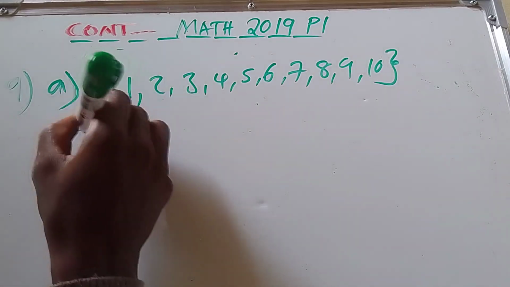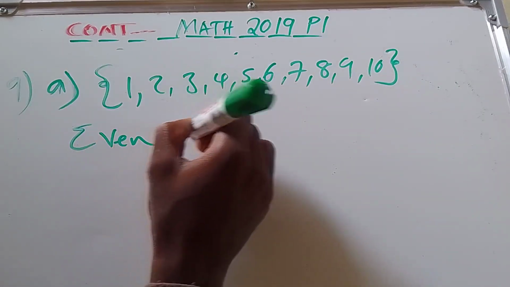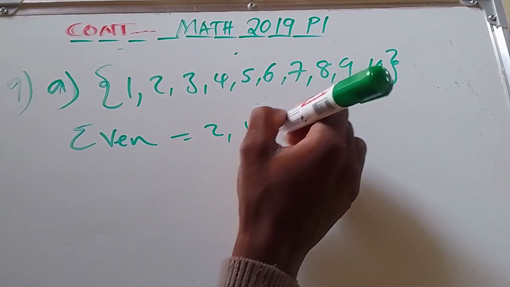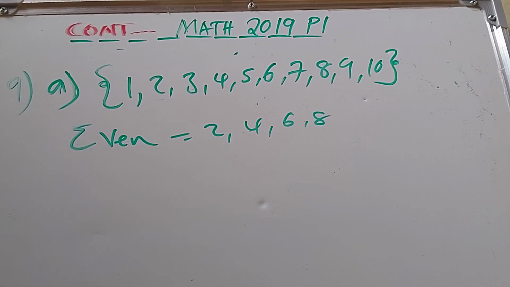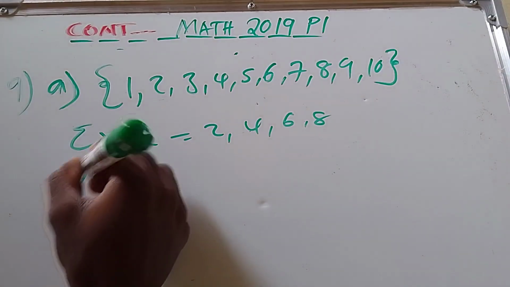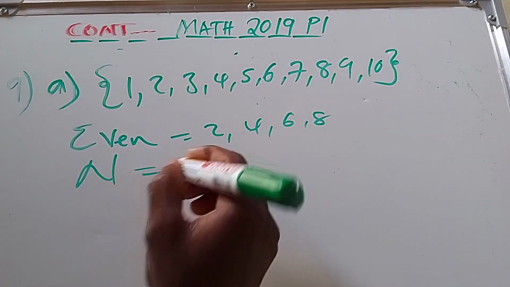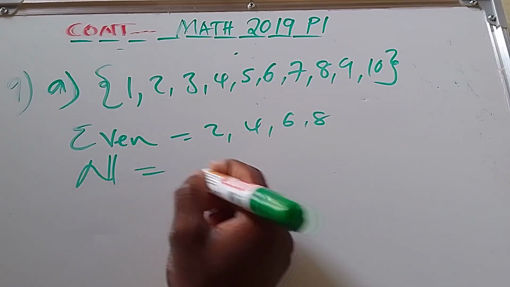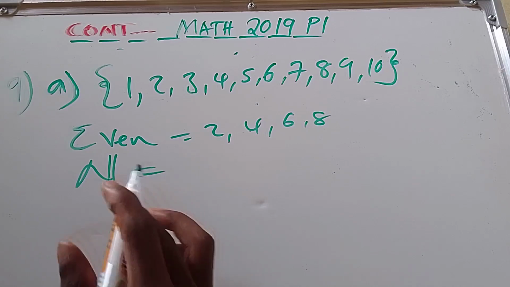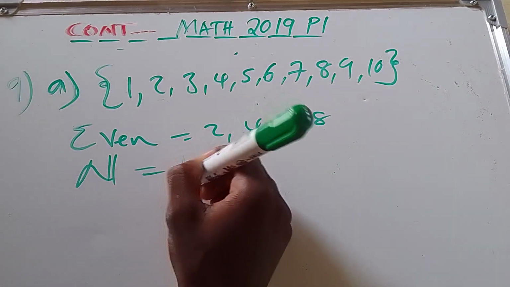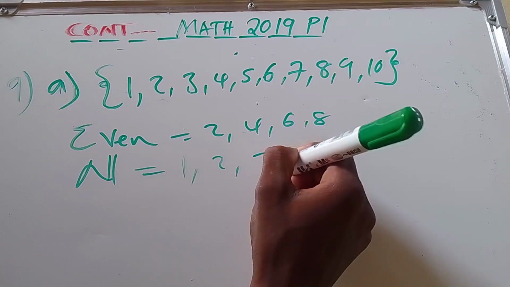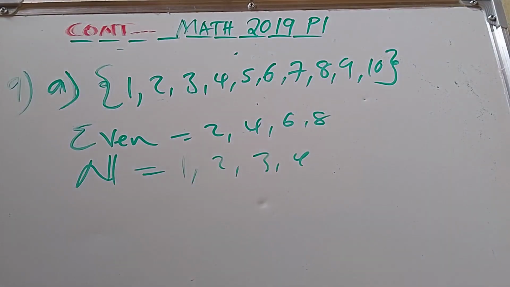When we talk of even numbers, we're talking about 2, 4, 6, 8, numbers that can be divided by 2. When we talk of natural numbers, we're just talking about the way we count. We count starting from 1, 2, 3, 4, going forward. Those are natural numbers.